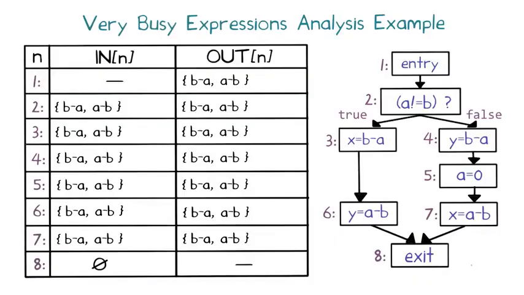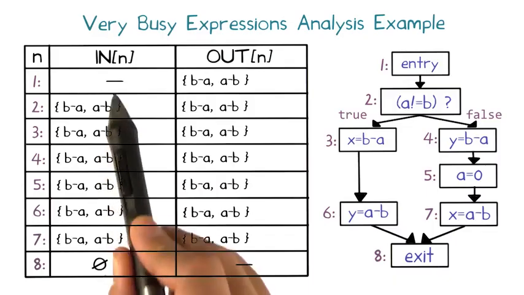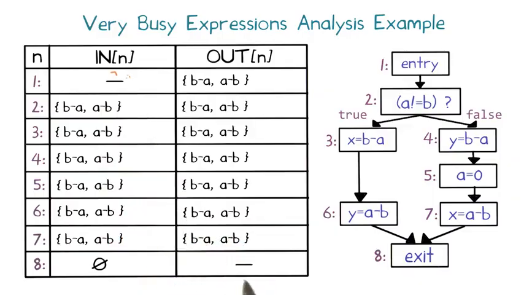Now let's see how the chaotic iteration algorithm for very busy expressions analysis works on our example control flow graph. We will use this table to track the values of the in and out sets of each of the 8 nodes in this control flow graph. The algorithm starts by initializing all these entries to the set of all expressions, except the out set at the exit node, which it initializes to the empty set. As in the case of reaching definitions analysis, we will ignore the in set of the entry node and the out set of the exit node, as these nodes do not contain any statement and are merely placeholders.